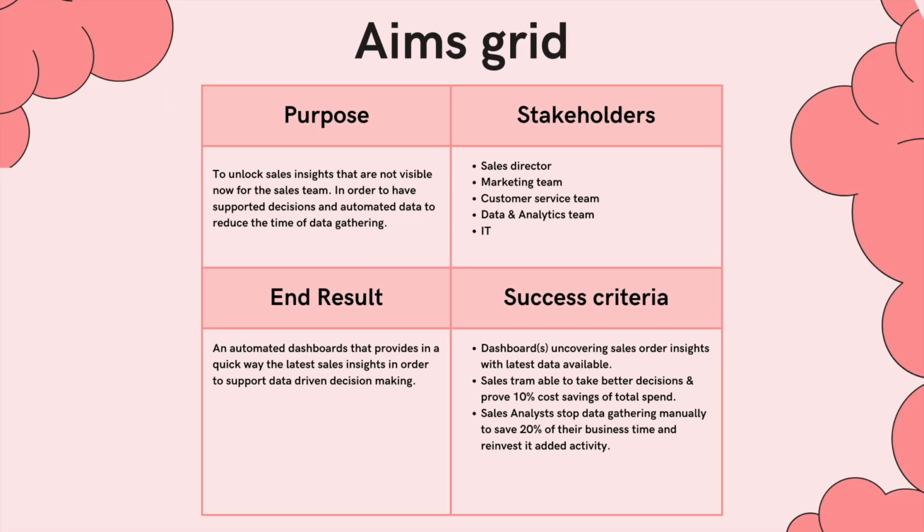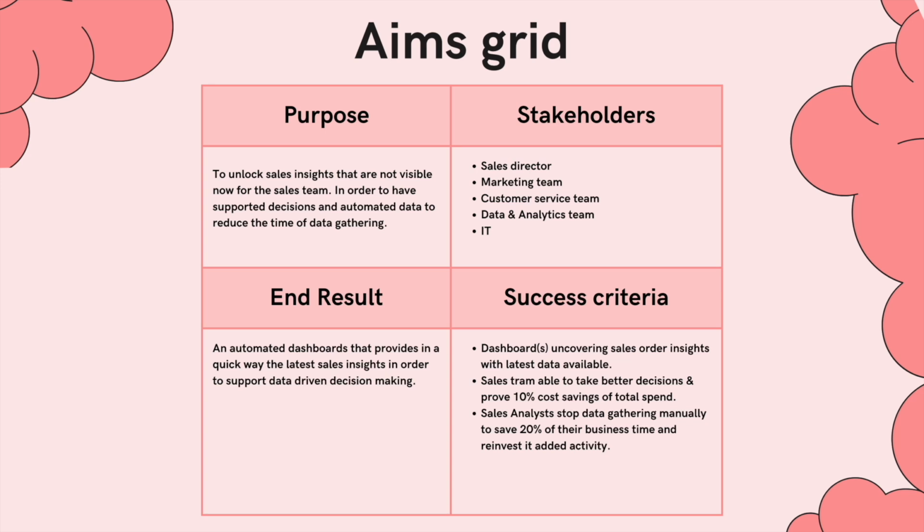For this, one of the ways of approaching the problem is to first do a names grid. So I'm going to put the purpose, the stakeholders, the end result, and the success criteria. For the purpose, I put to unlock the sales insights that are not visible now for the sales team, in order to have supported decisions and automated data to reduce the time of data gathering.